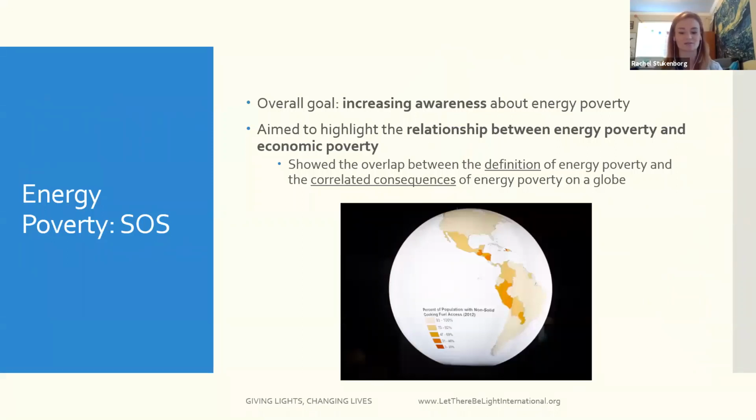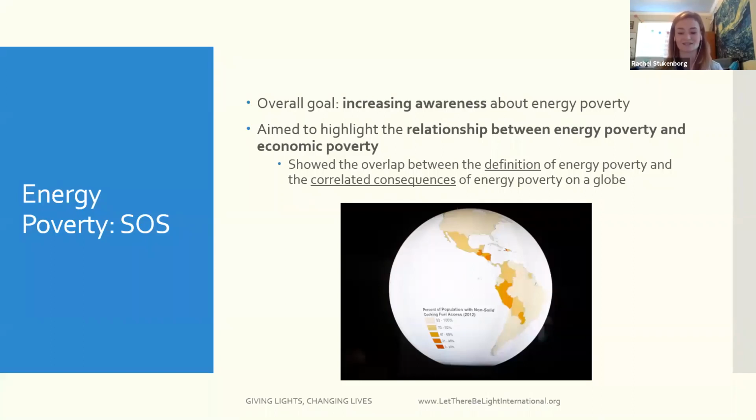We really wanted to highlight the relationship between energy poverty and economic poverty. The maps can be divided into 2 different types. The first are maps showing the definition of energy poverty, like the lack of access to clean cooking fuels and the lack of access to electricity. And the second type of map can be defined as the correlated consequences of energy poverty, like rate of education completion. So for the next few slides, I'm going to show you some of the maps we created in a 2D format. Unfortunately, I don't have the capability to show you the 3D projections of these, but I do have a 2D format of all the maps we created. So I'll be showing you those.